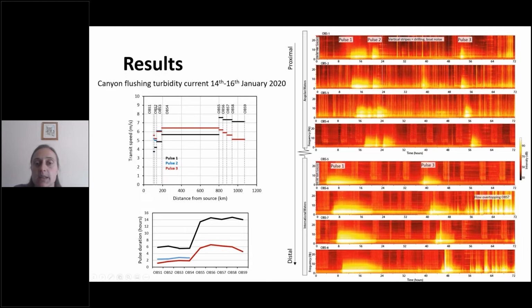And we have two pulses, pulse 1 and pulse 2, in the upper canyon. And then these amalgamate to make one pulse in the channel. And then 40 hours later, we had a third pulse, which traversed through the whole of the system.